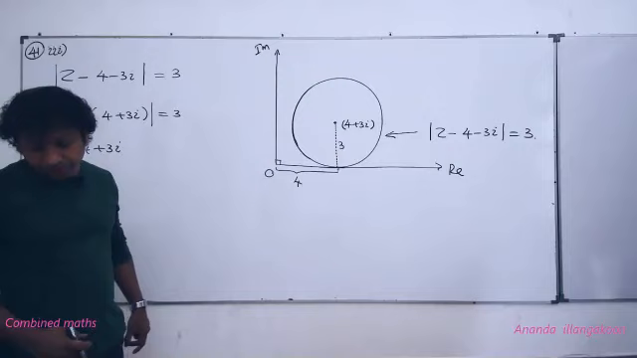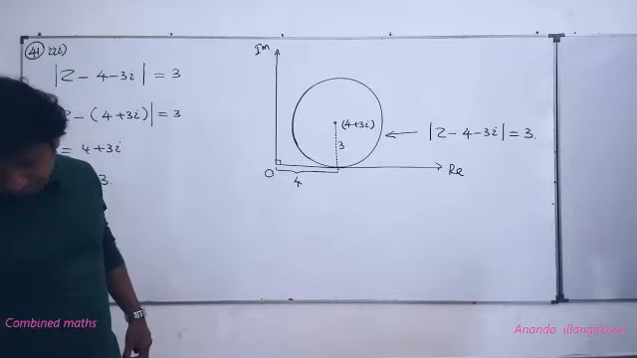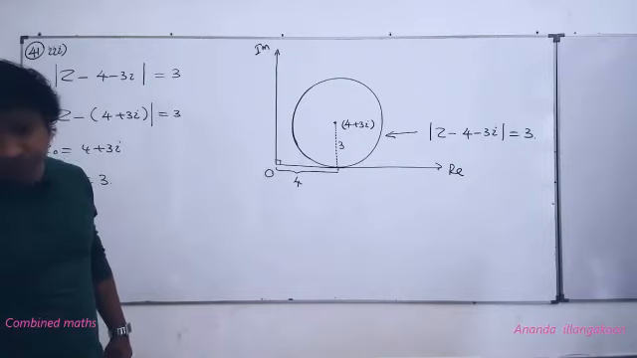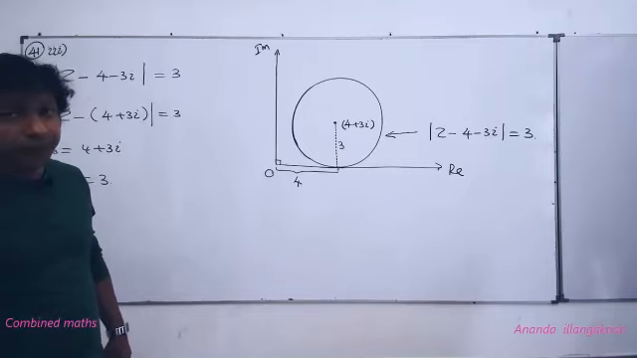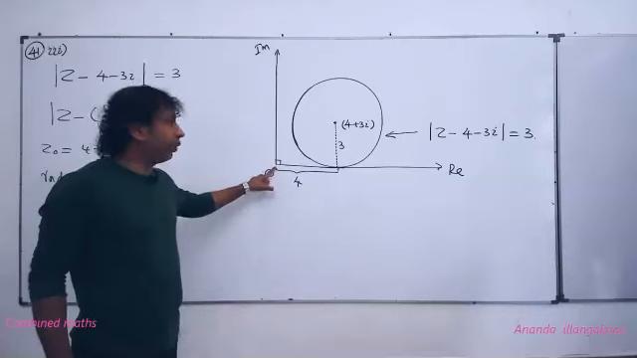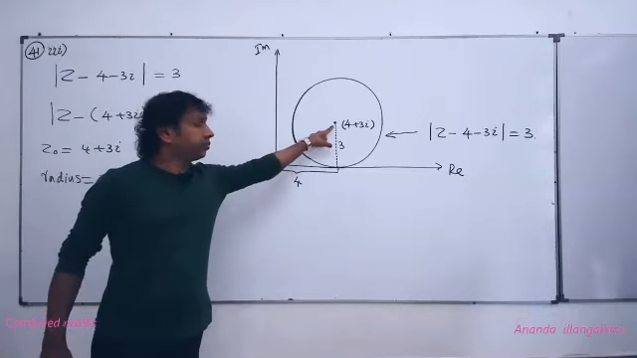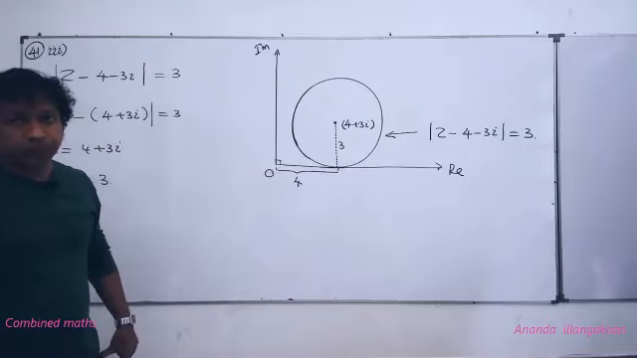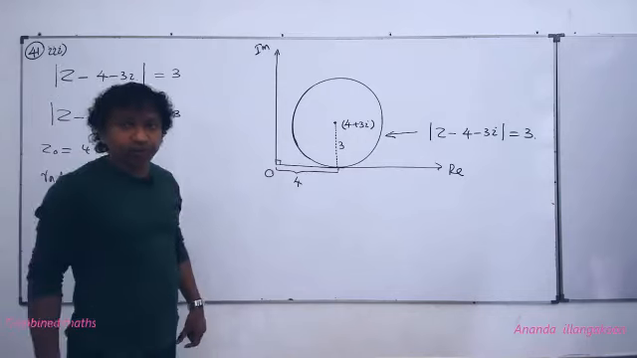Now, what is asked next? Find also the maximum and minimum of mod z. That means we have to draw a line joining the origin and the center, and produce that line. That line cuts the circle at 2 points. At those 2 points, there are 2 complex numbers. They are the complex numbers corresponding to the minimum and maximum modulus of z, right? This way.